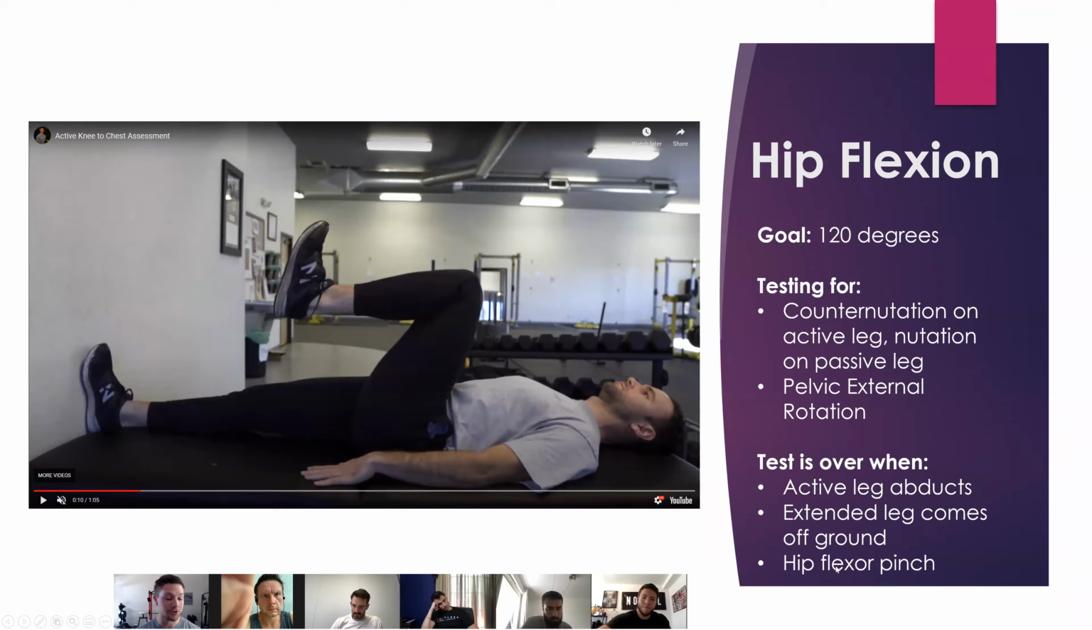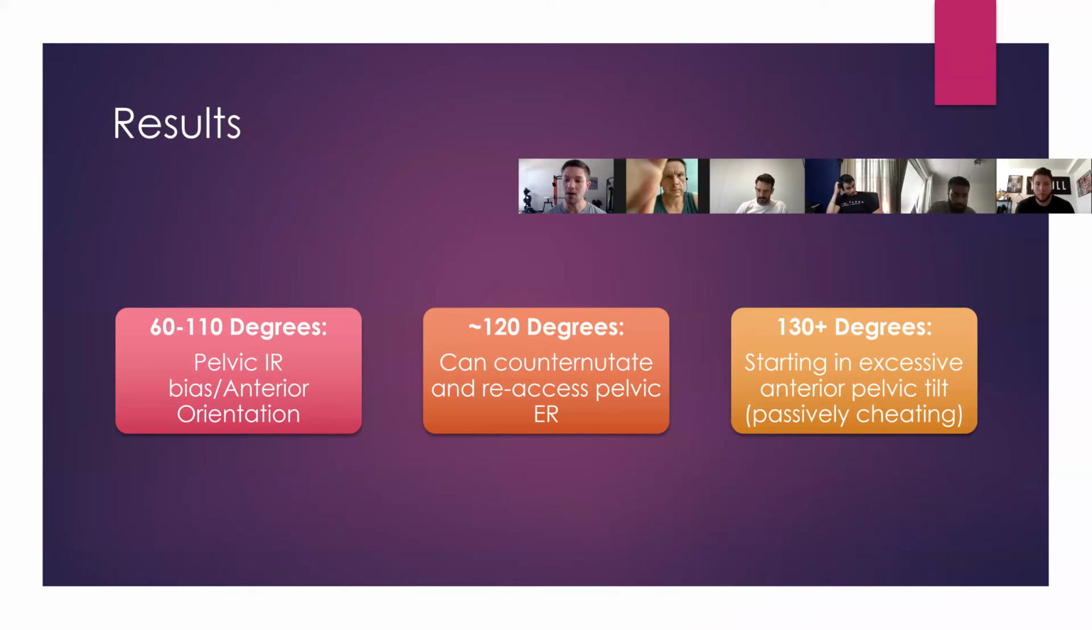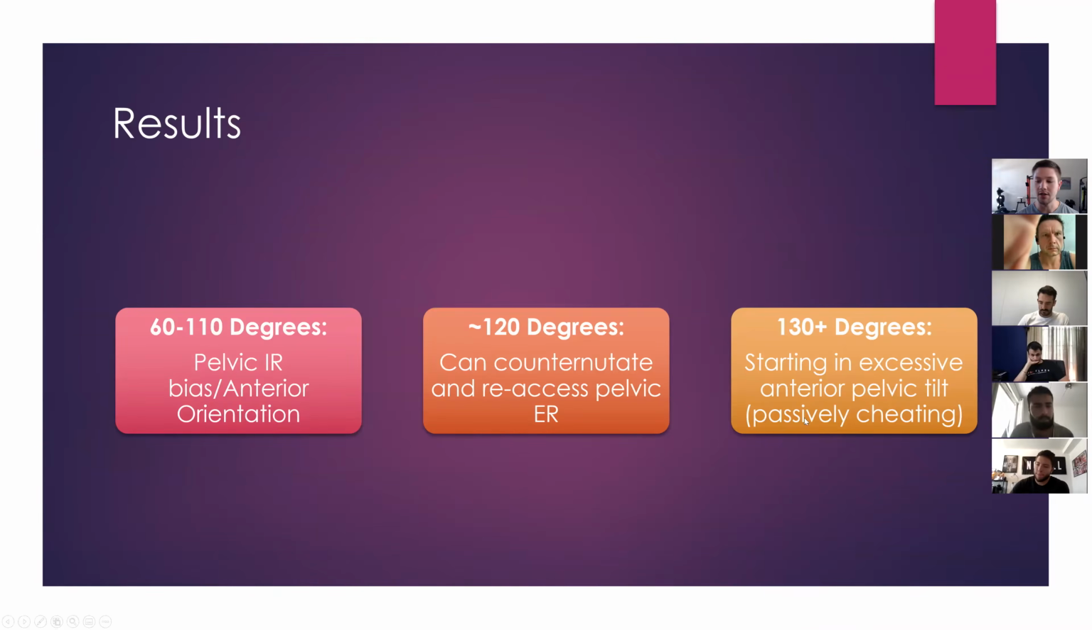If they feel a hip flexor pinch as well, the test is over. It should feel pretty clean. So to recap that, if they can only get to 60 to about 110 degrees, they're kind of stuck in that internal rotation and anterior orientation. If they get to 120-ish, that means they can re-counternutate and re-access pelvic external rotation.